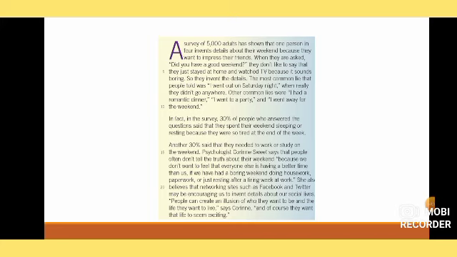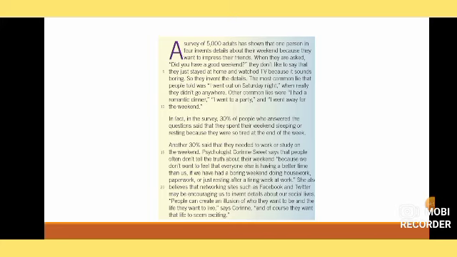When they are asked, "Did you have a good weekend?" they don't like to say that they just stayed at home and watched TV because it sounds boring. So they invent the details. The most common lie that people told was, "I went out on Saturday night," when really they didn't go anywhere. Other common lies were, "I had a romantic dinner," "I went to a party," and "I went away for the weekend." So this paragraph is talking about how a lot of people invent things about their weekend.